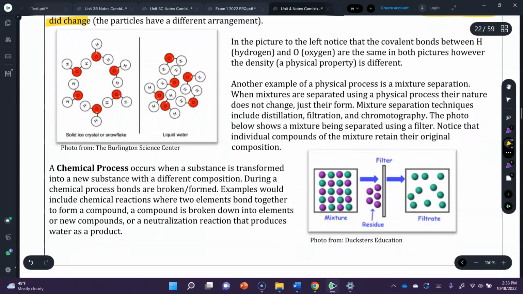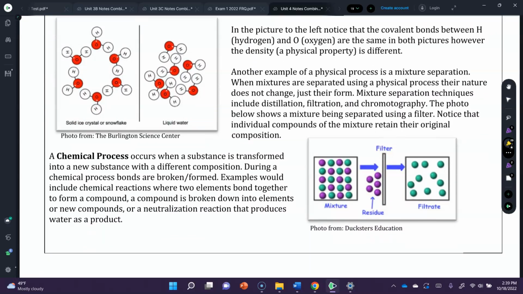Another example of a physical process is a mixture separation. When mixtures are separated using a physical process, their nature doesn't change, just their form. Mixture separation techniques include distillation, filtration, and chromatography, all of which we have discussed before. The photo below shows a mixture being separated using a filter. Only some of the components of the mixture pass through the filter, and thus those two are separated.